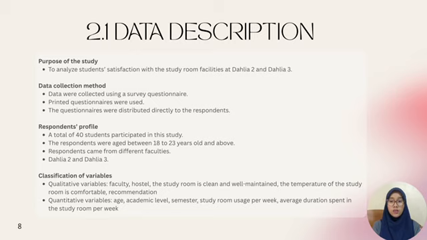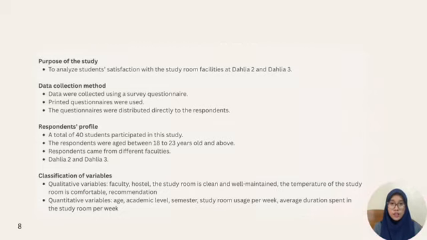All the data that were used in this study is divided into two categories, which are qualitative variables, which includes faculty, hostel, the study room cleanliness and well-maintained, the temperature of the study room and recommendations. And for quantitative variables, includes age, academic grade level, semester, study room usage per week, and average duration spent in the study room per week.